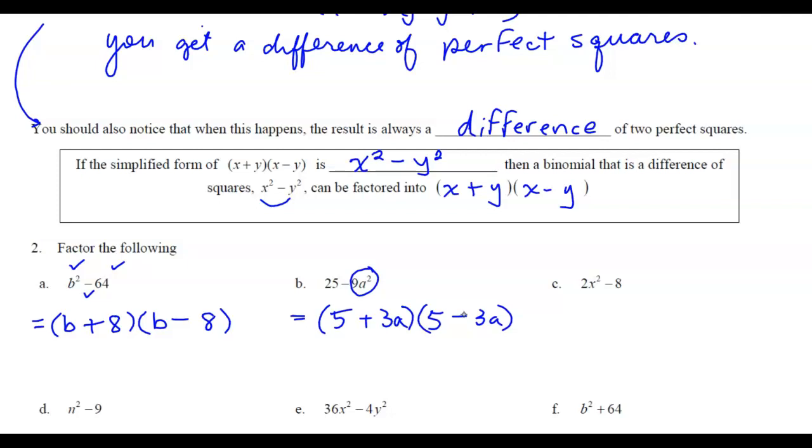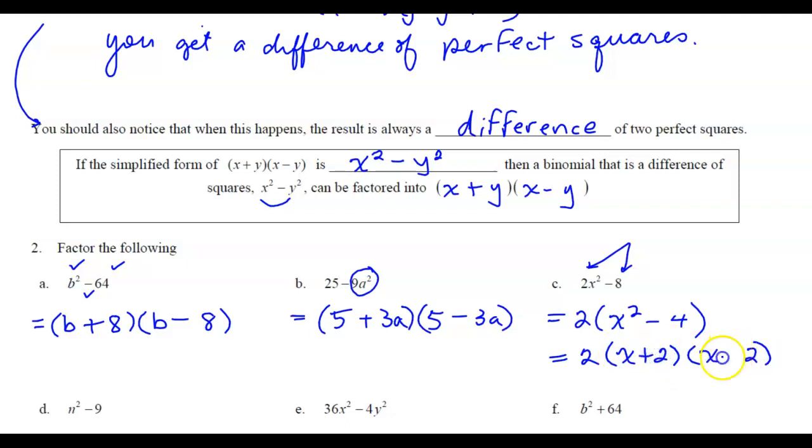Next one, 2x squared. Is 2x squared a perfect square? No. So we cannot factor it right now. But take a look. Does 2 go into both of the terms? Yes. So common factor it out. And look in the brackets. It's a difference of perfect squares. Subtraction, x squared is a perfect square, 4 is a perfect square. So 2 brackets. X goes at the beginning, 2 goes at the end, 1 has a plus, 1 has a minus.